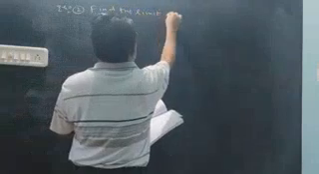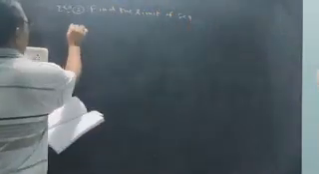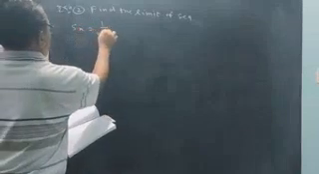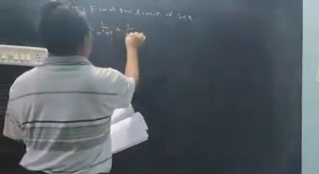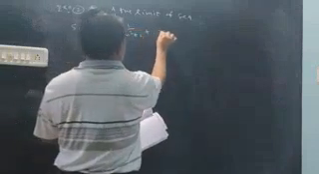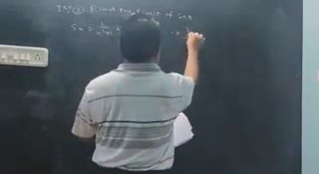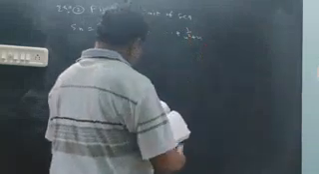Second problem. Using the Sandwich theorem, find the limit of the sequence. Here, Sn is 1 upon n square plus 1, plus 1 upon n square plus 2, and in this way up to 1 upon n square plus n.